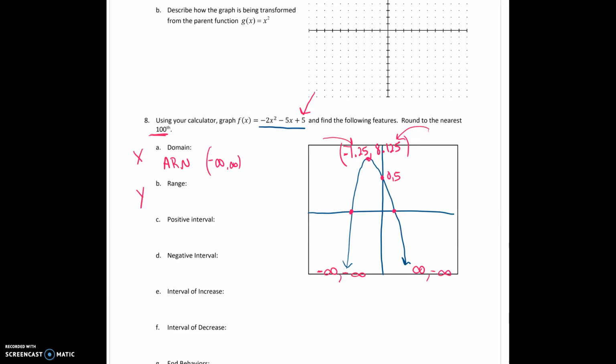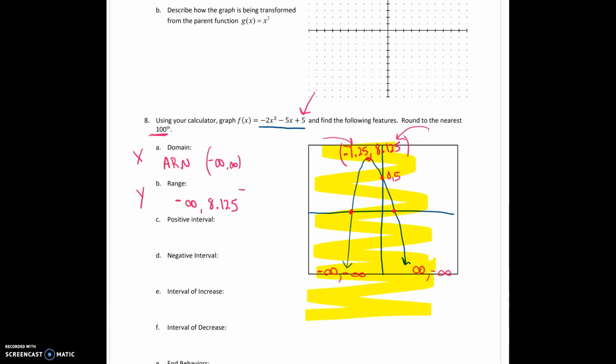So I want the lowest Y to the biggest Y. So what I'll do is move up. The lowest Y is negative infinity, and as I move my way up, the highest Y is this 8.125. So I'll put negative infinity to 8.125. Domain and range is the only time we use brackets as far as numbers go. You will need to do positive, negative, interval of increase, and interval of decrease.